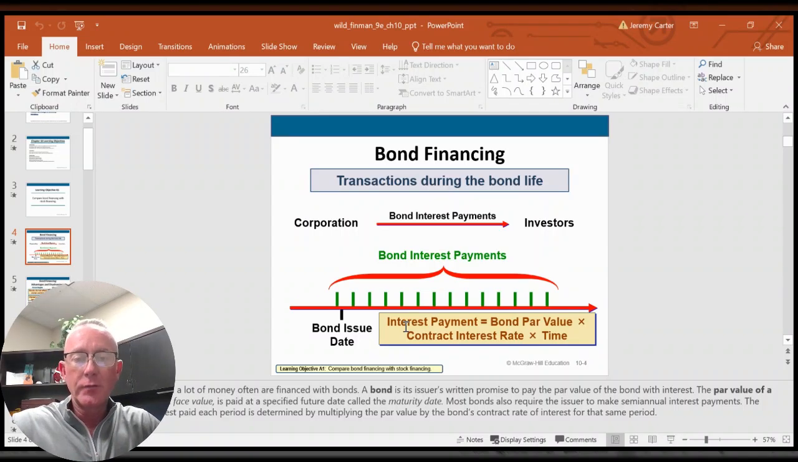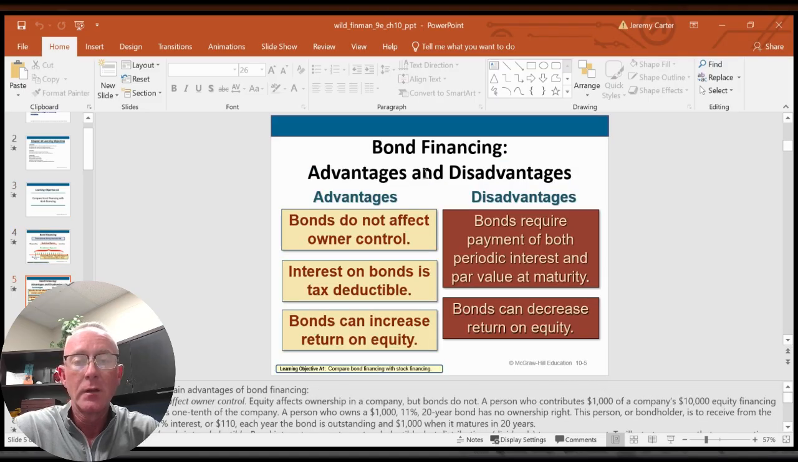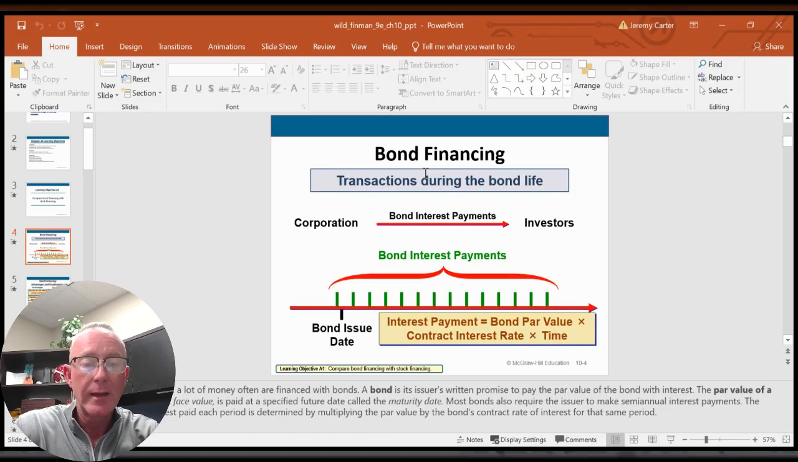All right, guys, let's get into chapter 10. So, the difference between bond financing and stock financing or loan financing: it really mirrors loan financing more than it does stock. It doesn't have any control over a company, but it does represent a way to bring more capital into your company.